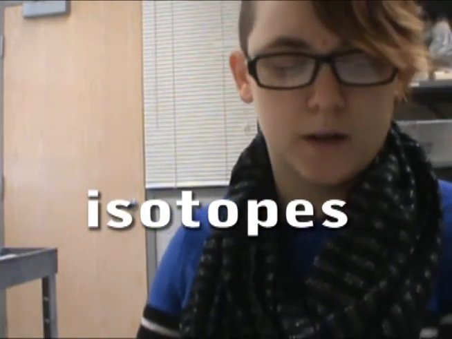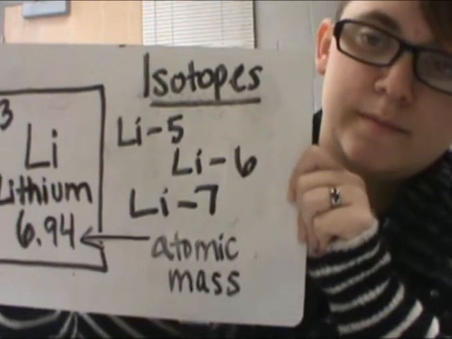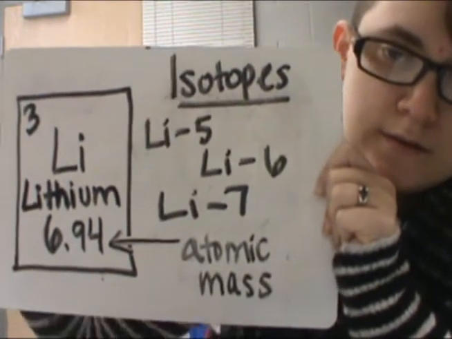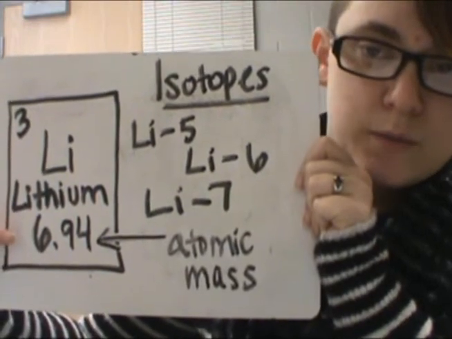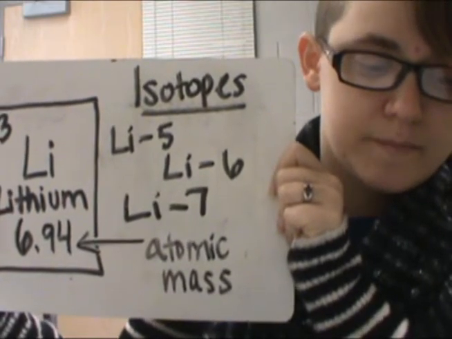Isotopes are different types of an element with slightly different masses due to different numbers of subatomic particles. What's in an atom's nucleus? Neutrons and protons, right? However, one type of atom can have different numbers of neutrons. This is represented with isotope symbols, like lithium-5, lithium-6, lithium-7. Those are all types of lithium. The atomic mass of lithium is 6.94 because that's an average of all of the possible masses of lithium.